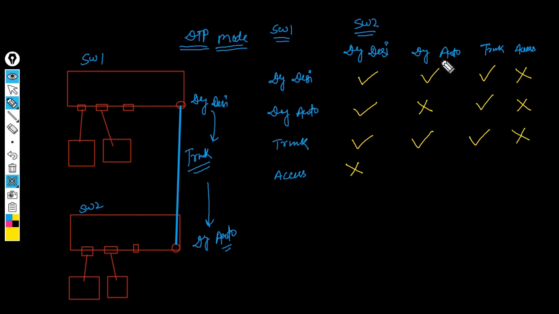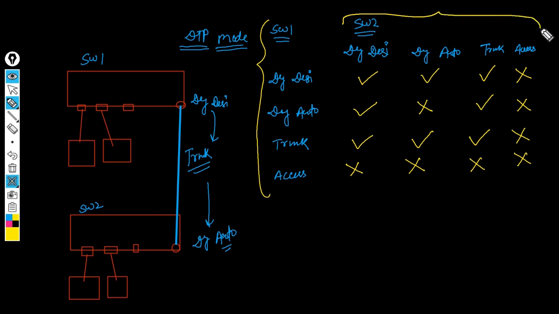Access, dynamic auto, in the sense access cannot change the mode, it will always work like an access port only, means no trunk. They will work like an access port only. So this is basically the combination which we need to remember, that if you are having a switch like this, the ports can have the roles of this, and you can find where they are forming the trunk and where not.